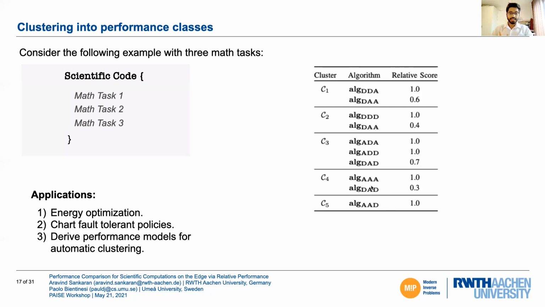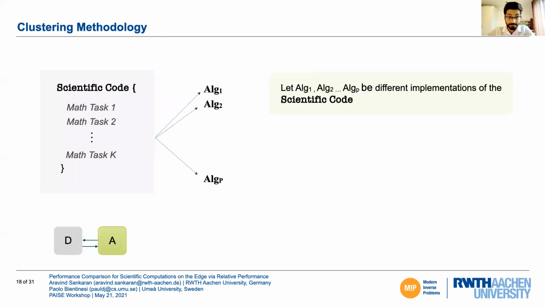So what we are going to discuss is, given a set of possible splits, how can we capture the performance differences via soft clustering? So now we will explain how we can get this table by running the experiments. So let algorithm 1 through P be different ways of splitting the scientific code.